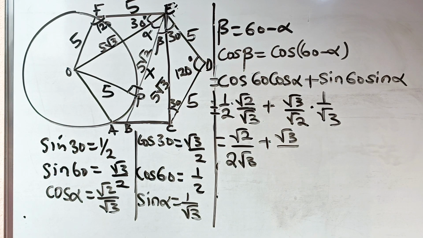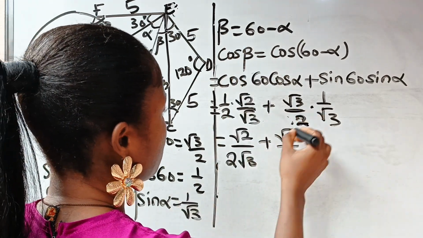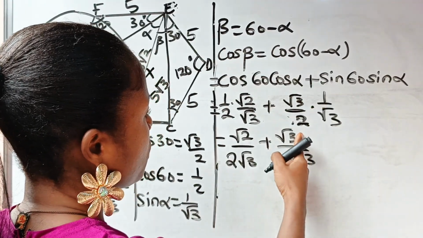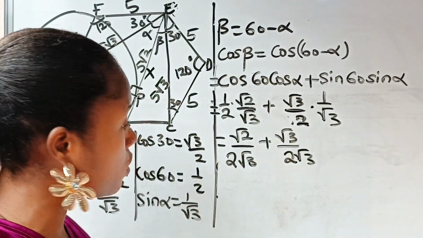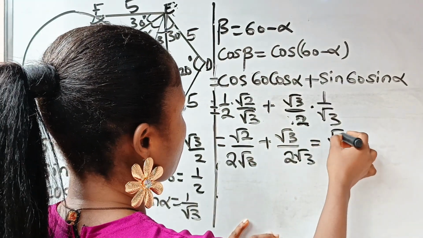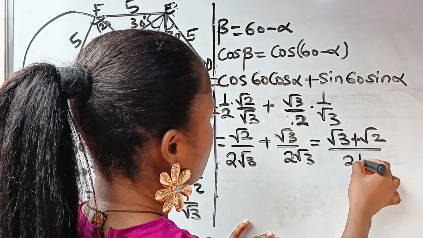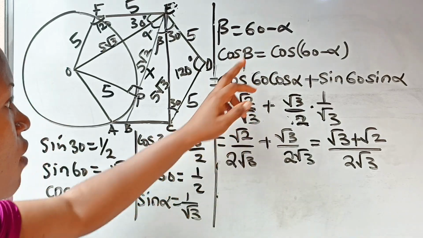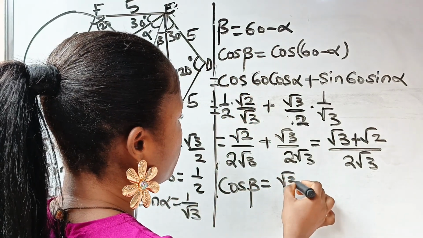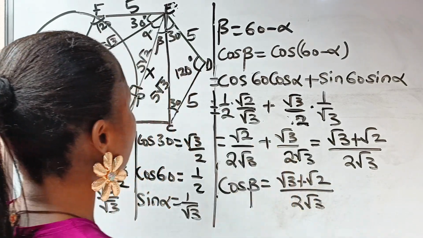sine 60 is root 3 over 2. Sorry, I keep making mistakes. So this is root 3 over 2 root 3. Because root 3 times 1 is root 3, 2 times root 3 is 2 root 3. All right. Now, this is equal to what? Root 3 plus root 2 divided by, they share the same denominator, 2 root 3. Now, that is what we have by cos. So we have that cos beta is equal to root 3 plus root 2 divided by 2 root 3.